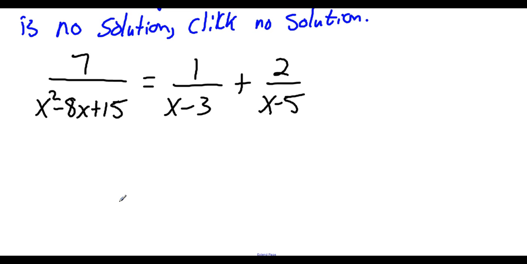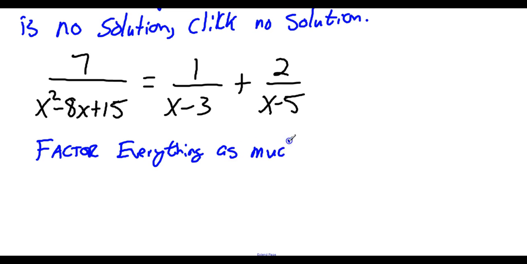Okay, so for this one, it starts off with x squared. So the very first thing you need to do with this one is you've got to factor this out as much as possible. And they tell you to factor just the denominators. I'll go ahead and say just factor everything as much as possible, numerators included, because sometimes you get a nice surprise with some of these. This one you don't, but we'll go ahead and do that. So for this one, you're going to find the factors of positive 15 that add to negative 8. Hint, hint. Could it be 3 and 5?